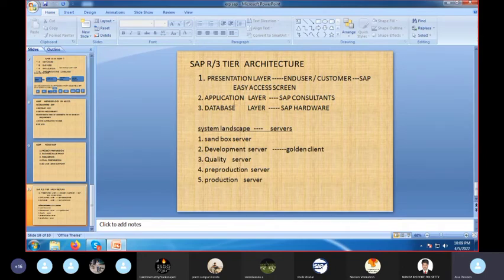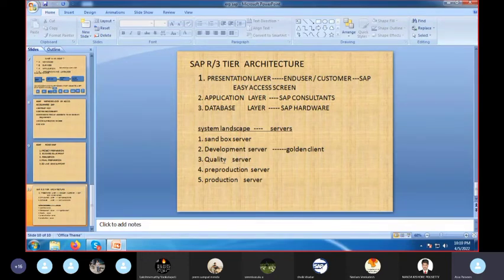This is also called the golden client. In the development server, all configurations will be done, and testing also can be done here itself. And later, after doing configurations, we will transfer it to the quality server. In this quality server, testing will be done by the different teams. So the testing team will be there, and the testing team will be doing testing here.